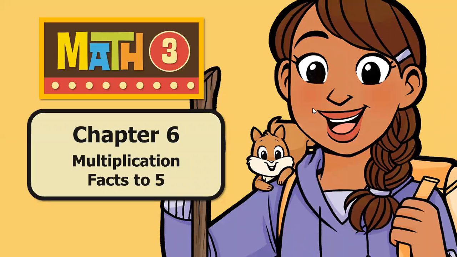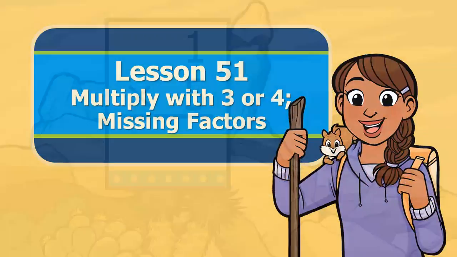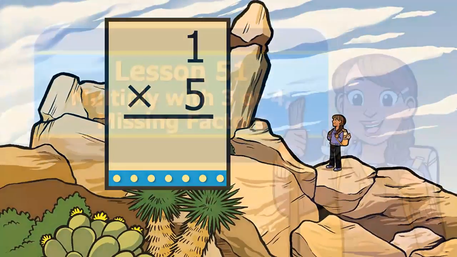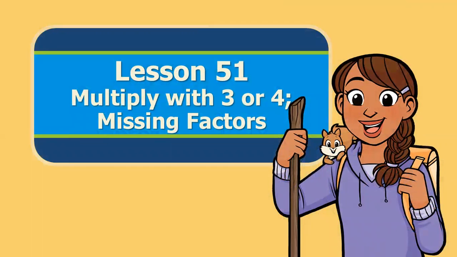Hey, third graders, and welcome back to Chapter 6, Multiplication Facts to 5. Now, hopefully you have been skip counting and practicing your skip counting, and today we're working on skip counting 3s and 4s. So make sure that you have actually done that practice. So we're going to make sure that you've gone over those. And we're also going to be talking about missing factors, and so we'll see some of that.